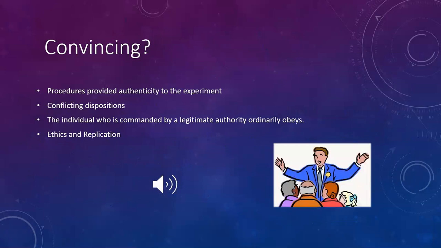Secondly, conflict. At a more general level, the conflict stems from the opposition of two deeply ingrained behavior dispositions. First, the disposition not to harm other people, and second, the tendency to obey those whom we perceive to be legitimate authorities. Therefore, it is safe to state that the individual who is commanded by a legitimate authority ordinarily obeys.